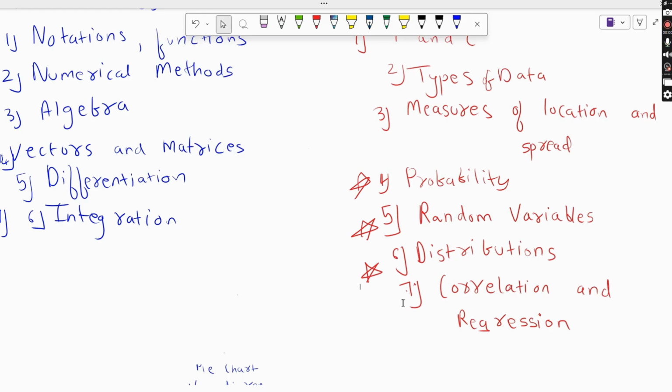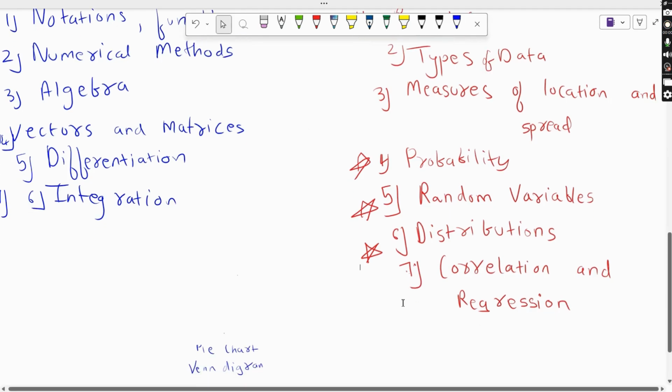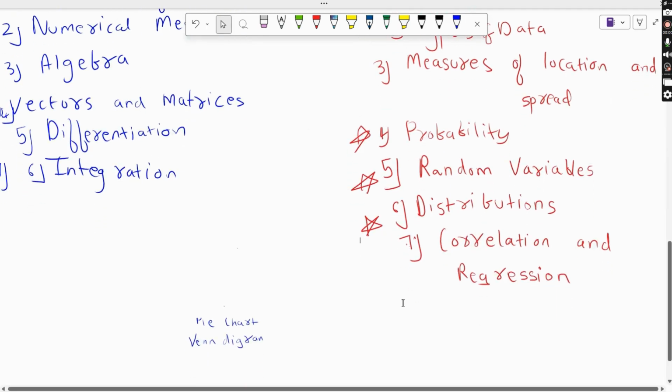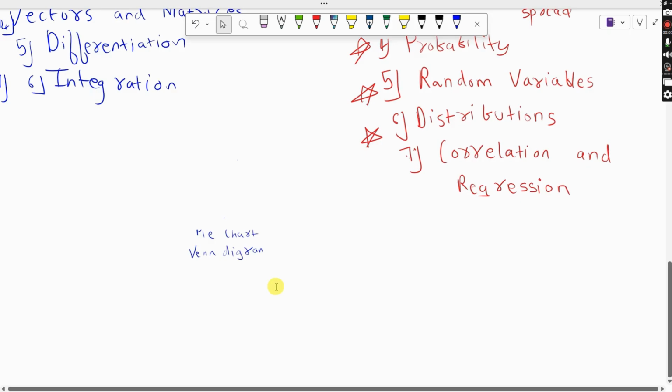Regression is not as deeply covered in the ACET syllabus. It is more deeply covered in the CS1 syllabus. So we are not going to deep dive into the regression part in the ACET. We are going to cover just what is given to us in the syllabus. Okay.